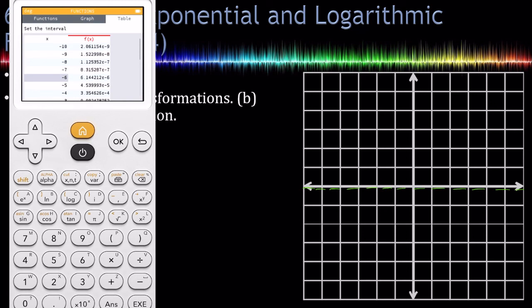So notice the y value here is in scientific notation, that means it's really, really close to 0. Same thing with the negative 5, the negative 4, the negative 3, you can see it's still close to 0. Same thing with the negative 2. The negative 1, we're at 0.1. 0, we're at 1. Then at 1, we're at 7, which is like up there. So you can see it was level and then went really steep.